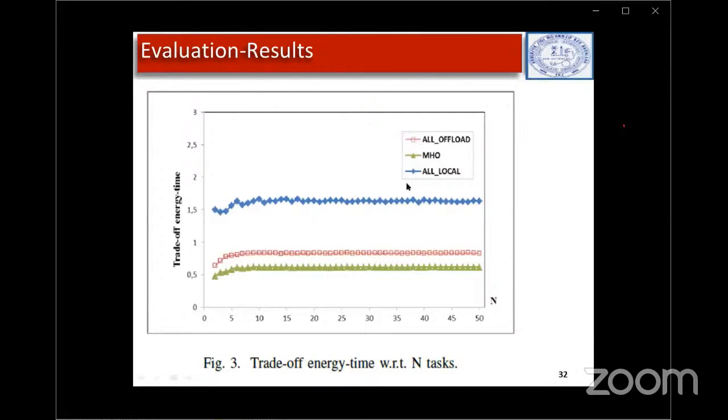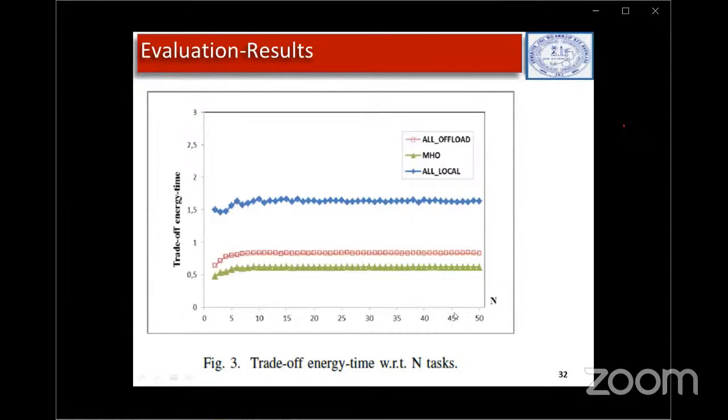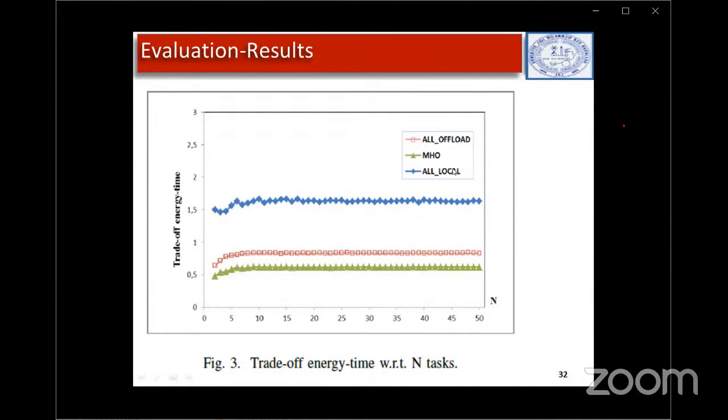This figure shows a comparison between three situations with n between 2 and 50. All tasks are offloaded to the edge node. The offloading decision is done using our MHO solution, or all tasks are executed locally.